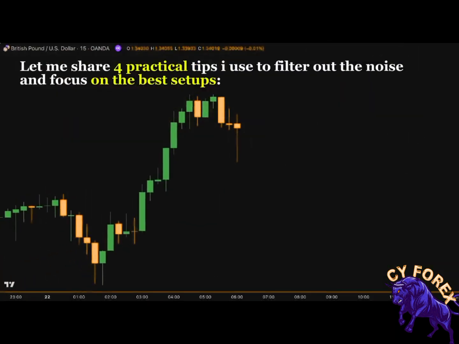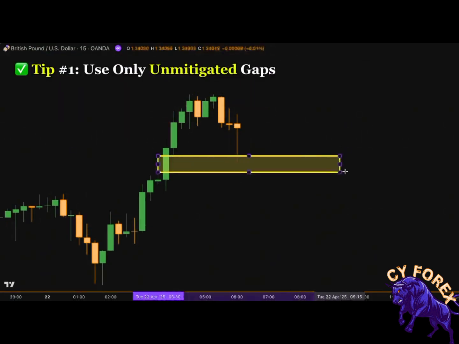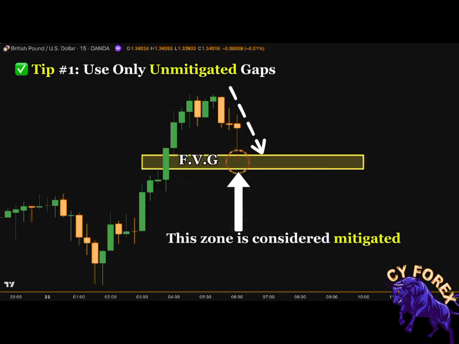Let me share 4 practical tips I use to filter out the noise and focus on the best setups. Tip number 1, use only unmitigated gaps. The best fair value gaps are fresh, meaning price hasn't returned to test them yet. Once price comes back and touches the gap, that zone is considered mitigated. Its edge weakens.